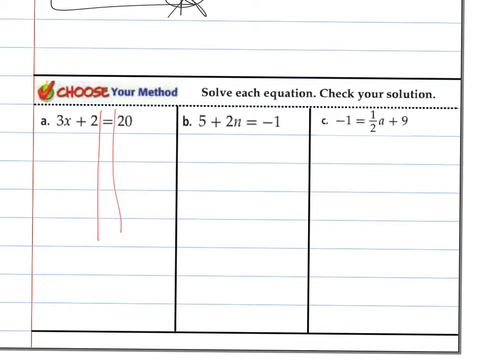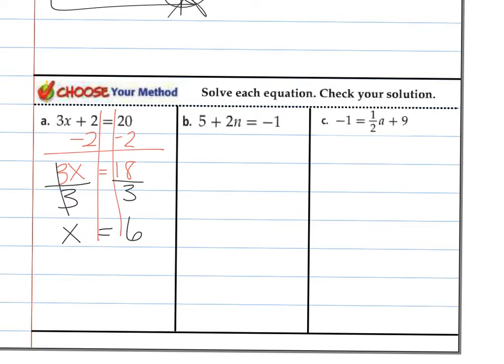Start with your tracks. X was multiplied by 3, then added 2 to get to 20. Last thing I did was add 2. First thing I undo is subtract 2. For 3, x equals 18. 3 times x equals 18. Undo multiplying by dividing. 3 divided by 3 is 1. We get a 1x. 18 divided by 3 is 6.